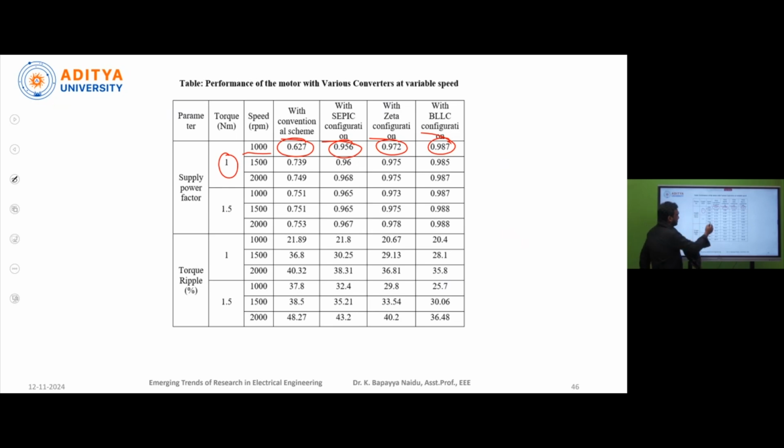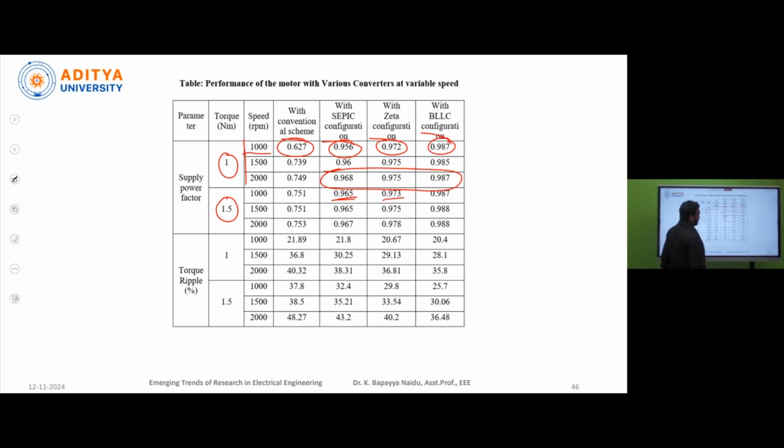Okay, if you are observing at constant torque and various speeds like 1000 RPM, 1500 RPM and 2000 RPM, in each and every case we obtain an improved power factor compared to the conventional scheme. And in another case, at the load torque of 1.5 Newton meter, here also at 1000 RPM we obtained improved power factor, that is 0.965.